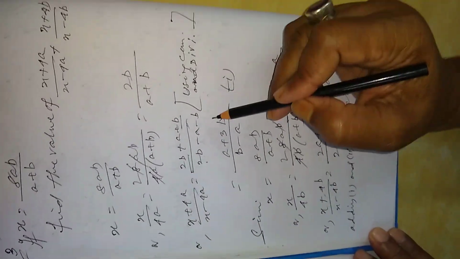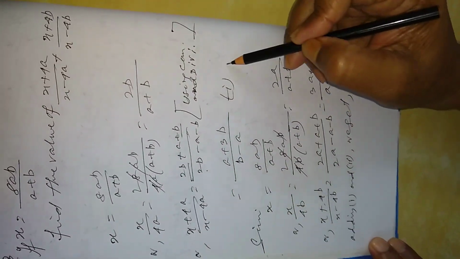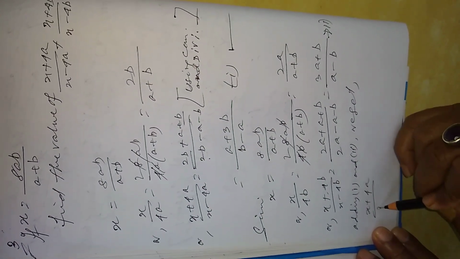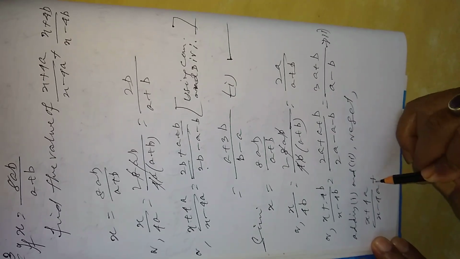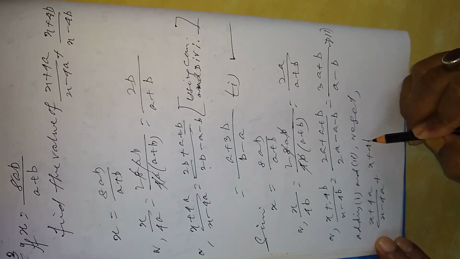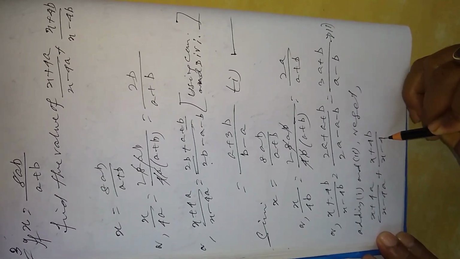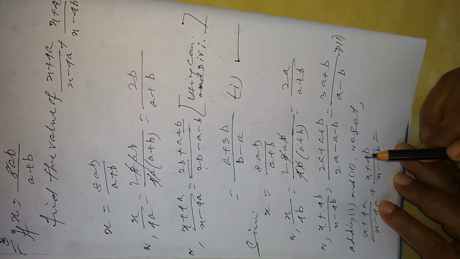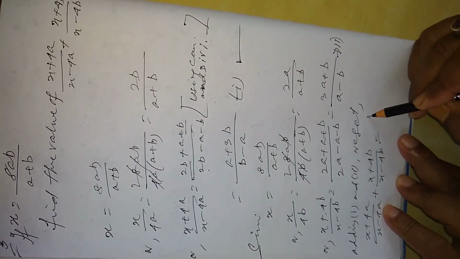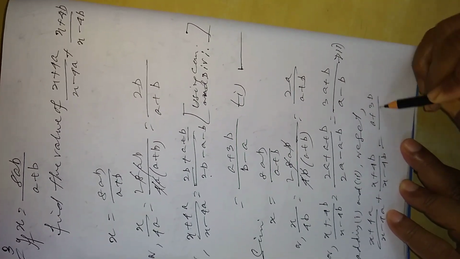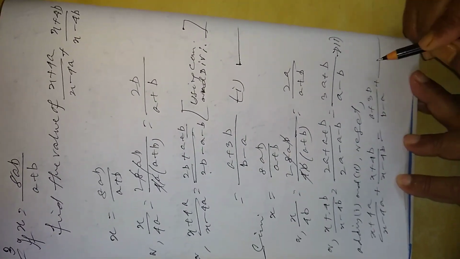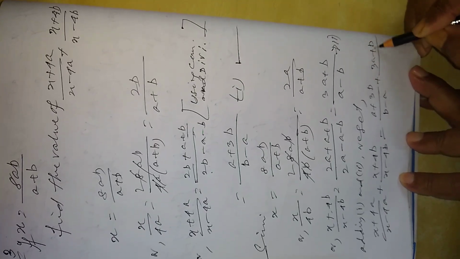2. x plus 4a divided by x minus 4a plus x plus 4b divided by x minus 4b is equal to, the right hand side here, a plus 3b by b minus a plus 3a plus b by a minus b.